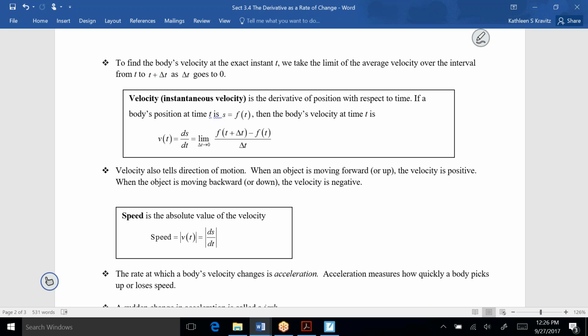So velocity also tells the direction of motion. If you have a horizontal axis and an object is moving forward, you're going to have a positive velocity. If it's moving backward, you're going to have a negative velocity.